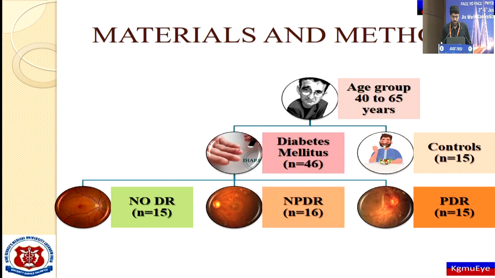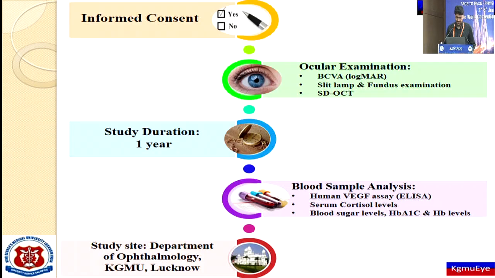In our study, we took age group of 40 to 65 years, in which there were 46 cases of diabetes mellitus and 15 healthy controls. The cases of diabetes mellitus were divided into 3 groups: no diabetic retinopathy, non-proliferative diabetic retinopathy, and proliferative diabetic retinopathy, as shown here. Informed consent was taken from all the cases, and the study was done in the Department of Ophthalmology, KGMU Lucknow, over a duration of 1 year.